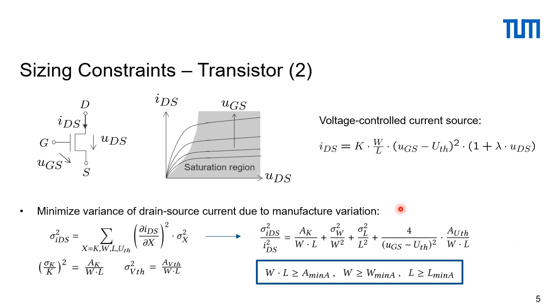So in order to minimize the variance of the drain source current due to all these manufacturing variations, we have to make area, width, and length large enough. So here we have some more constraints that the transistor in saturation has to keep. Making width, length, and area large enough does not mean here that we are looking for the minimum pitch values for a technology, but these values here have to be way larger than the minimum values that we use in digital design.